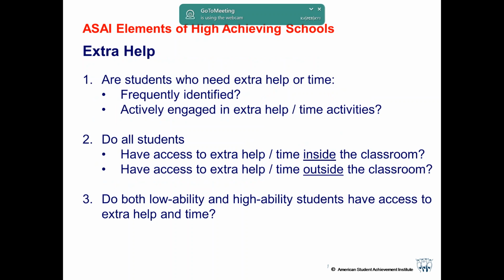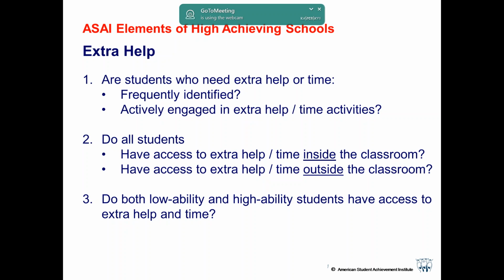By actively, we mean it's not just voluntary on the kids' part, but we've gone after those kids and said, okay, you need extra help, come in, let's figure out, let's reteach what you haven't learned. So do all students have access to extra help inside the classroom and outside the classroom? In a lot of schools we find that extra help is provided after school, often when students who maybe have to go home to babysit their younger brothers and sisters are not able to attend. So do all students have access to inside and outside extra help?